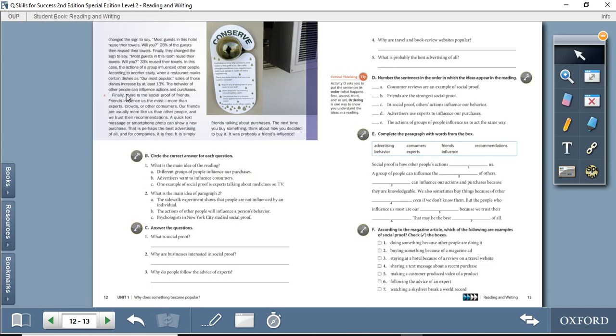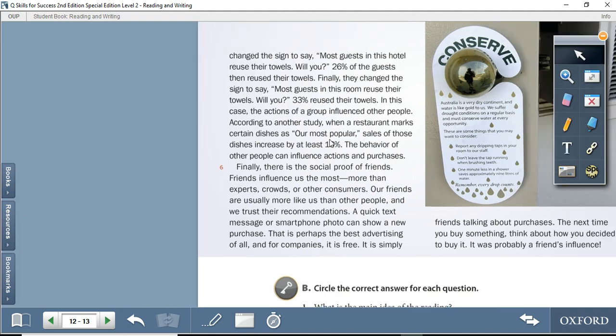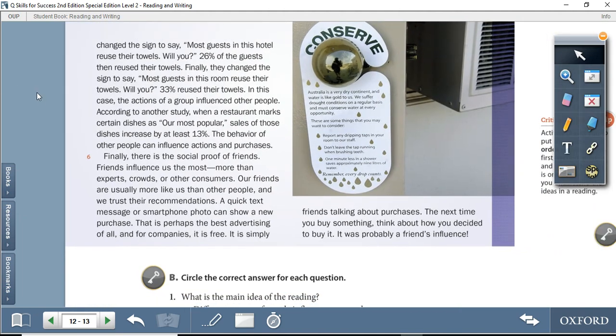The hotel changed the sign to say, "Most guests in this hotel reuse their towels. Will you?" 26% of the guests then reused their towels. Finally, they changed the sign to say, "Most guests in this room reuse their towels. Will you?" 33% reused their towels. In this case, the actions of a group influenced other people.